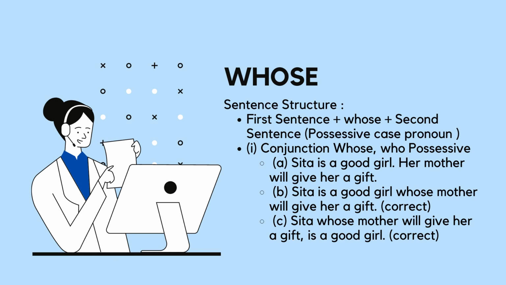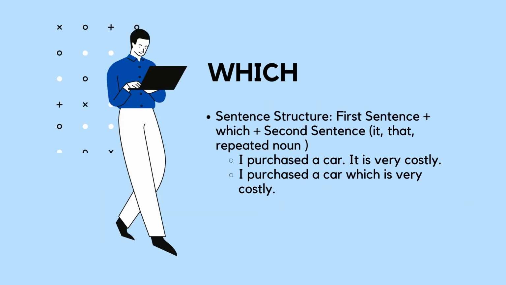Now, we shall learn the usage of "which". Its sentence structure is first sentence plus which followed by the second sentence. Here, the second sentence can start with "it", "that" or a repeated noun. Now let us frame the sentence. I purchased a car. It is very costly. This can be written as: I purchased a car which is very costly. Here we replaced "it" with "which".